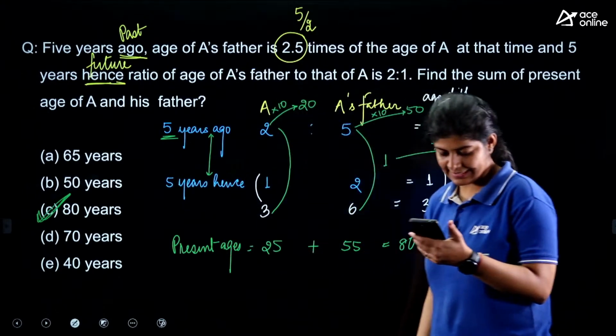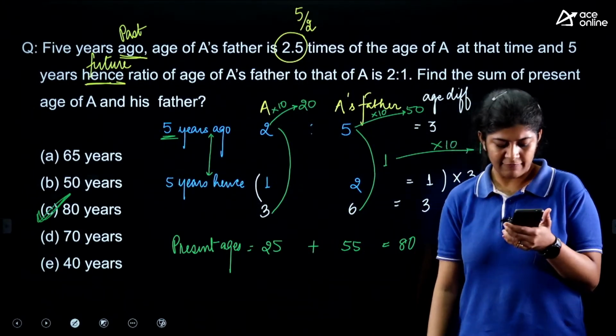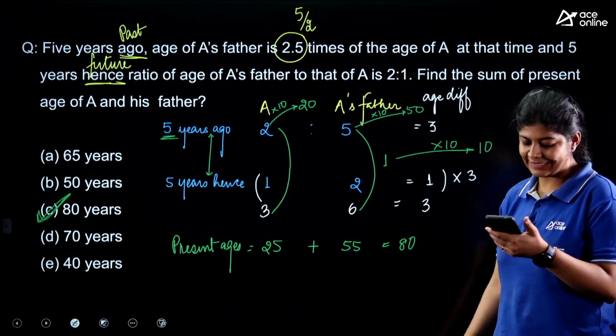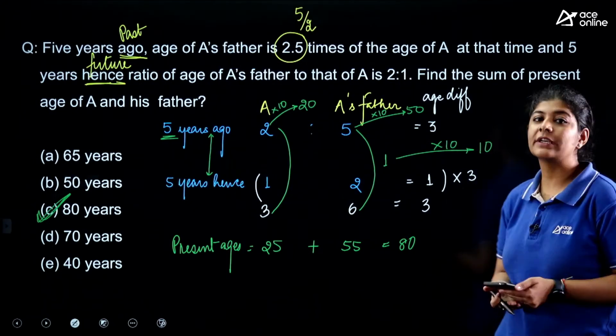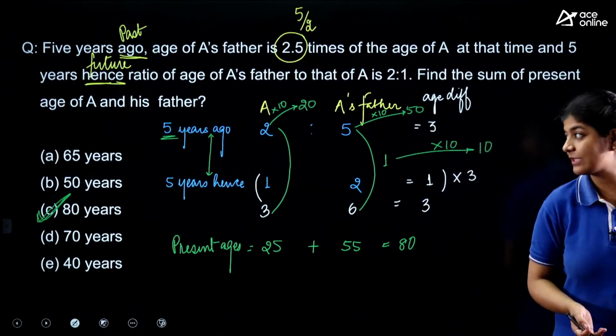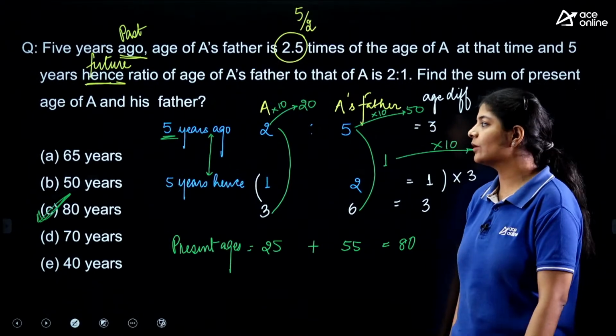Option number C is the correct one. Very good, Indu. Very good, Milind. Radhe, I guess you made some mistake over here. What we have to do is find the sum of present ages. So option number C is the correct one.